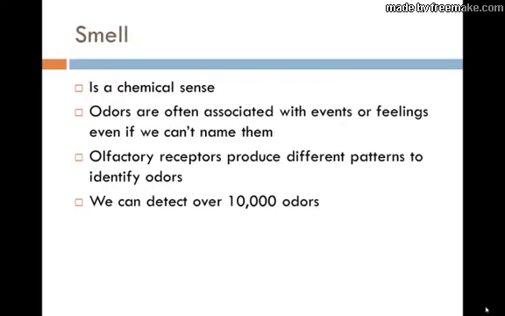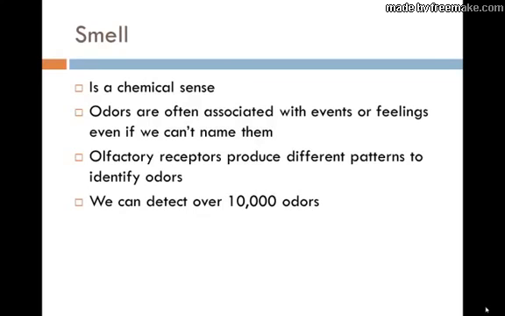So the next sense we'll talk about is smell. And like taste, smell is a chemical sense. Odors are often associated with events or feelings, even if we can't name them. So smell is highly connected to memory. If you've ever smelled something and it brought up a memory, a good example might be whenever I smell fresh cut grass, I think of my husband because he cuts the grass. So that's a good example of how smell and memory are connected.